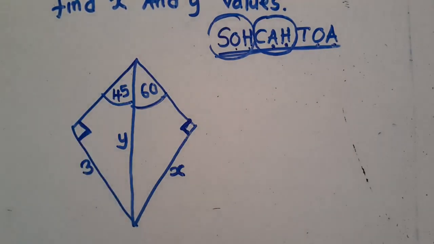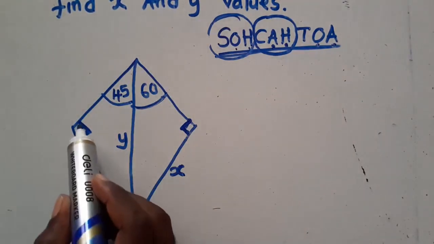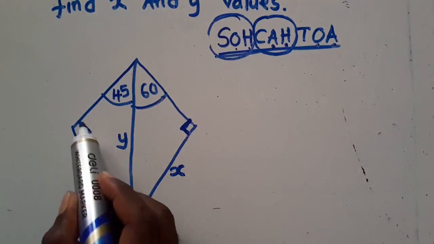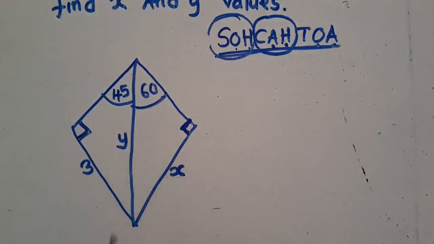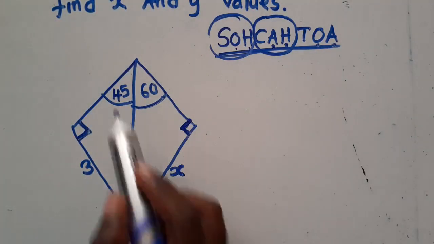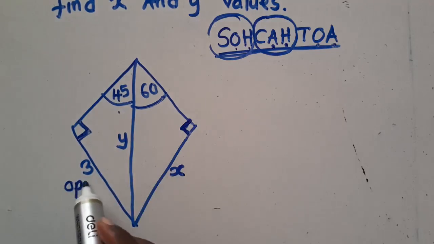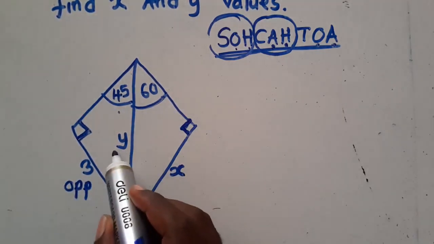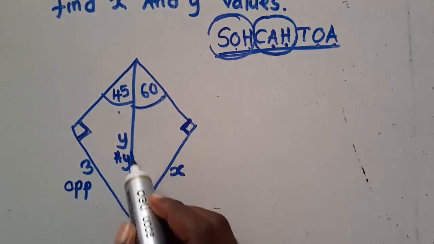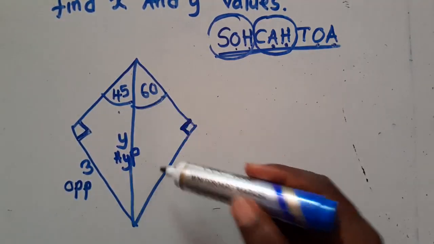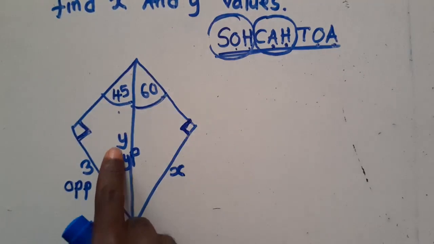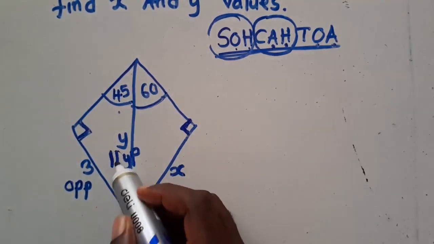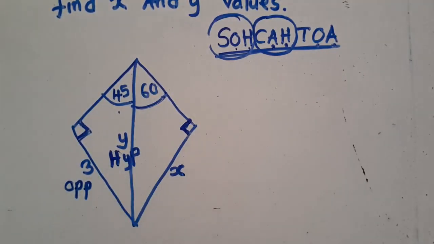So all these are right angled triangles because there is a 90 degrees there. So I'm going to start with the y. And it is the y that will help me find the x. So this is the opposite. This is the hypotenuse. This line here is the hypotenuse.